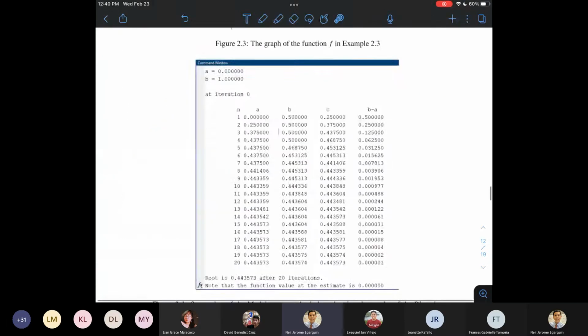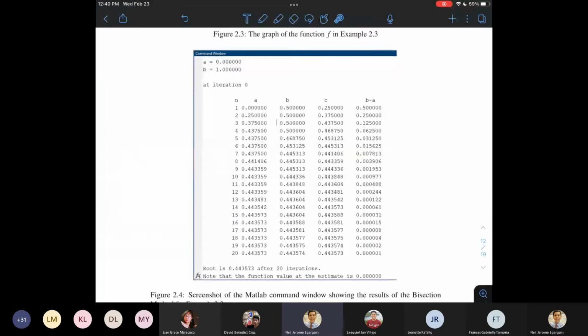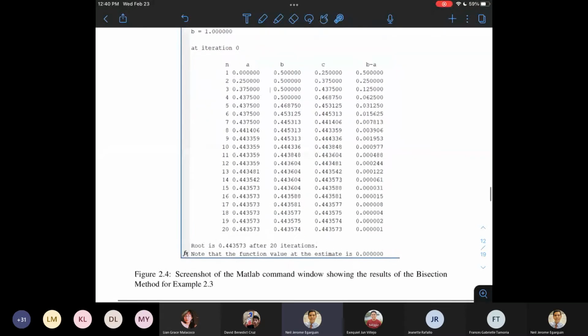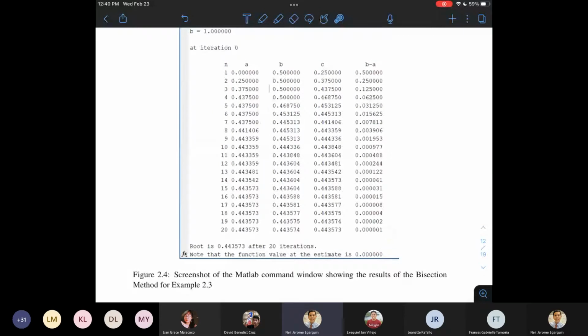Let your program run. And you'll get this sequence of approximates. And here, if the error tolerance is 10 to the minus 6, the interval-based stopping criterion. So titigil lang yung program kapag yung length ng current interval ay mas maliit na sa 10 to the minus 6. And you see here that it took 20 iterations before we get to an interval of length 10 to the minus 6. And again, per our convention, our estimate for the root will be the midpoint of the last interval considered. So in this particular case, we got our estimate 0.443573. Okay.